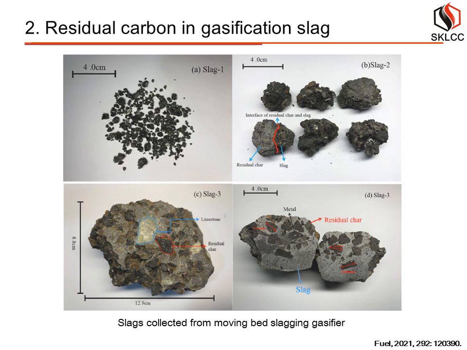We collected 3 kinds of slags from moving dead slagging gasifiers. Slag 1 is normal slags from gasifiers. They are small particles with a low content of radiocarbon. Slag 2 and Slag 3 are the abnormal slags from the gasifiers, and slag 3 is the blockade slags in gasifiers. We can see there are many radiocarbons in the slag and also unreacted limestones.